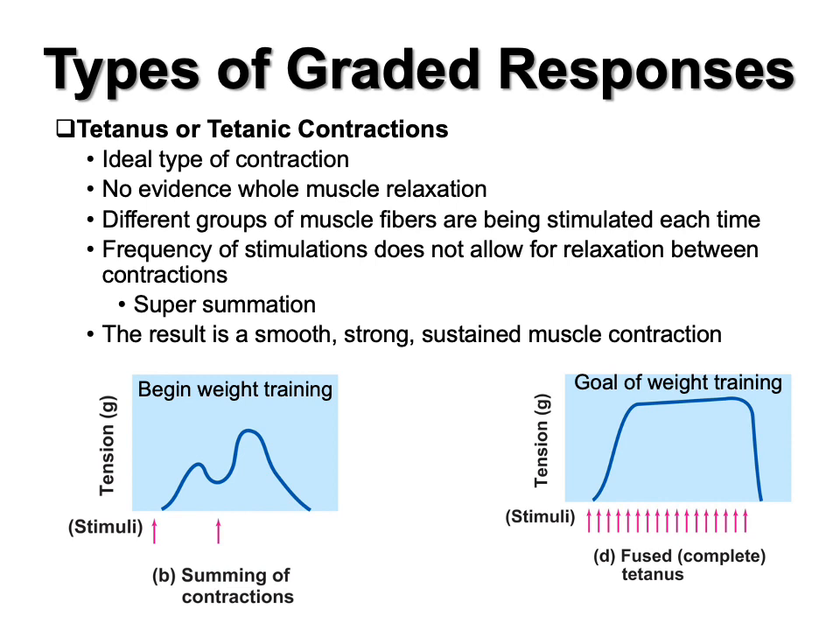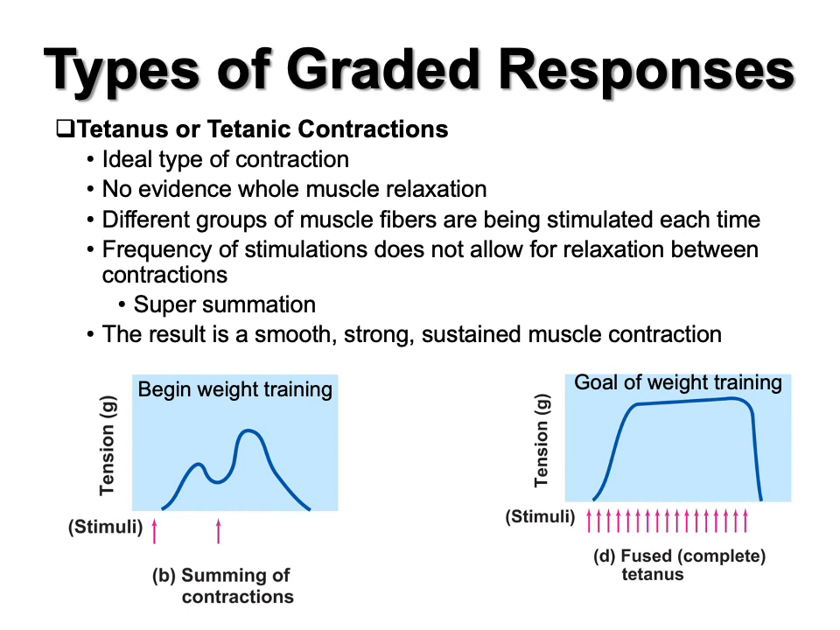The type of greater response that is ideal for a long, strong contraction is the tetanus or tetanic contraction. This is actually the ideal type of contraction because it can hold the whole muscle in strength for such a long time that there's no evidence of whole muscle relaxation at all in between the different groups of muscle fibers, alternating between which are stimulated and which are relaxing. The frequency of the stimulation does not allow for any relaxation of the whole muscle between contractions. So this is just super summation.